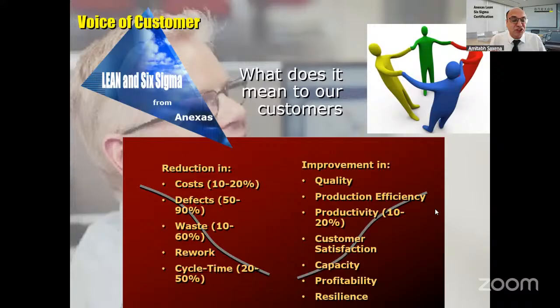So Lean and Six Sigma can reduce the cost, reduce the defects, reduce the waste, reduce the rework, reduce the cycle time, and it can increase your quality, production efficiency, productivity, customer satisfaction, capacity, profitability. And which CEO would not love a person who can achieve all these things? So Lean and Six Sigma in general is about improving and getting profits for the company, getting some money for the company. It's all about that.